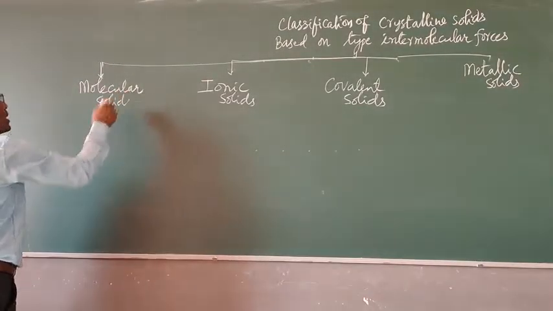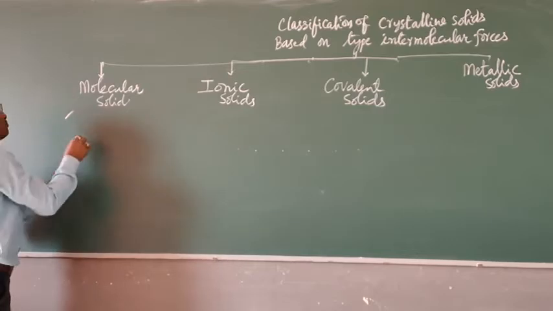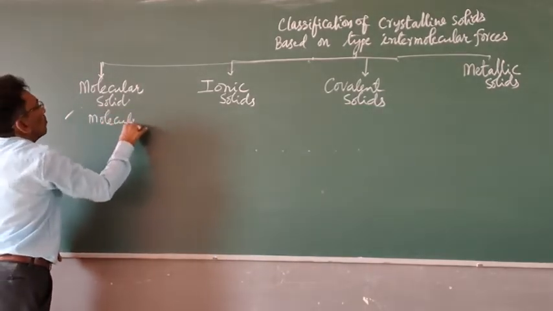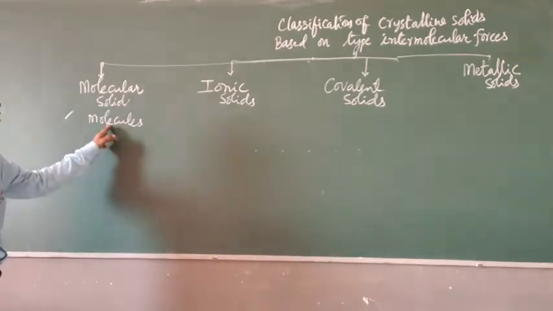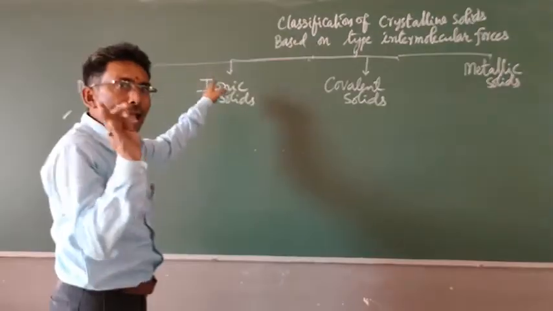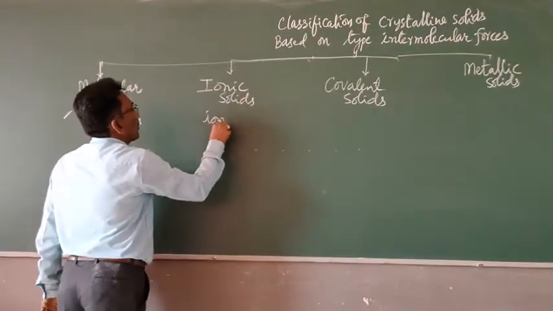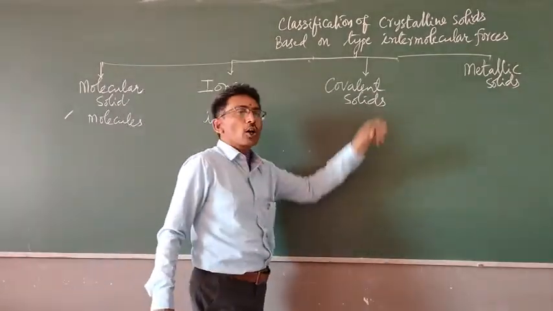So the lattice point is occupied by which one? As molecules are occupying the lattice point in molecular solids, here what are occupying? Anion and cation are occupying. So ions are occupying here, and here what are occupying?